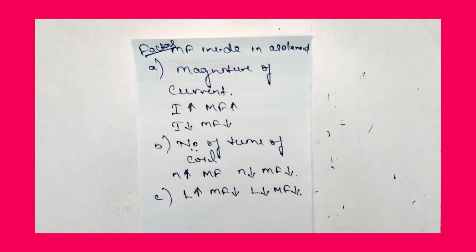Uniform in the sense they have the same direction, same speed. That is called uniform. And the magnetic field strength will be the same at all points inside a solenoid. So these are the points that you have to keep in mind regarding a solenoid.